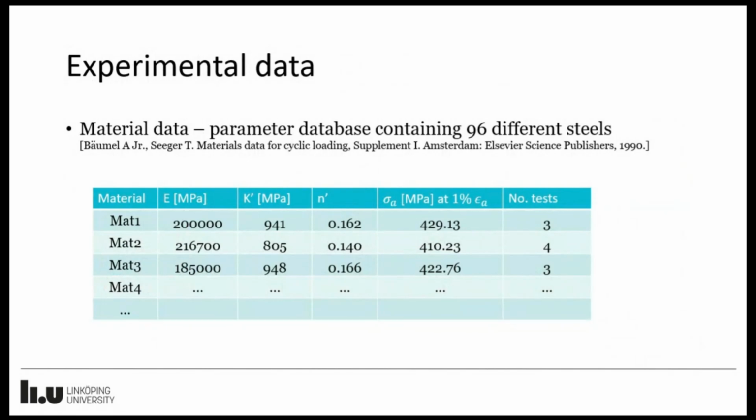To do this, we have some underlying material database here. We have 96 different steels, which we took from literature then. And from each of these steels, we have E, K, and N. And then, of course, we can use a Ramberg-Osgood model to predict our stress at 1%. Each of these materials is represented by a number of tests, of course, to extrapolate your parameters. So around 3 to 5 tests per material.